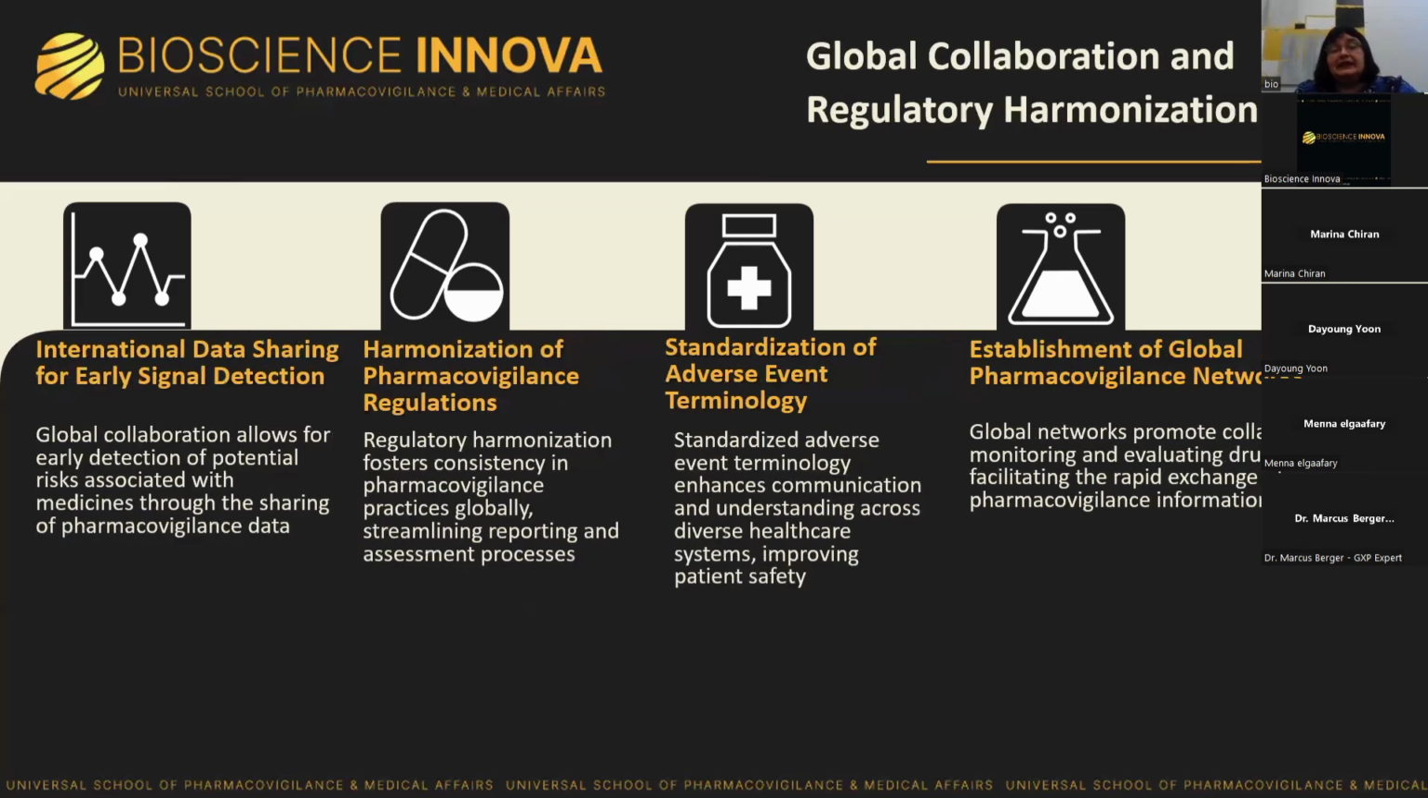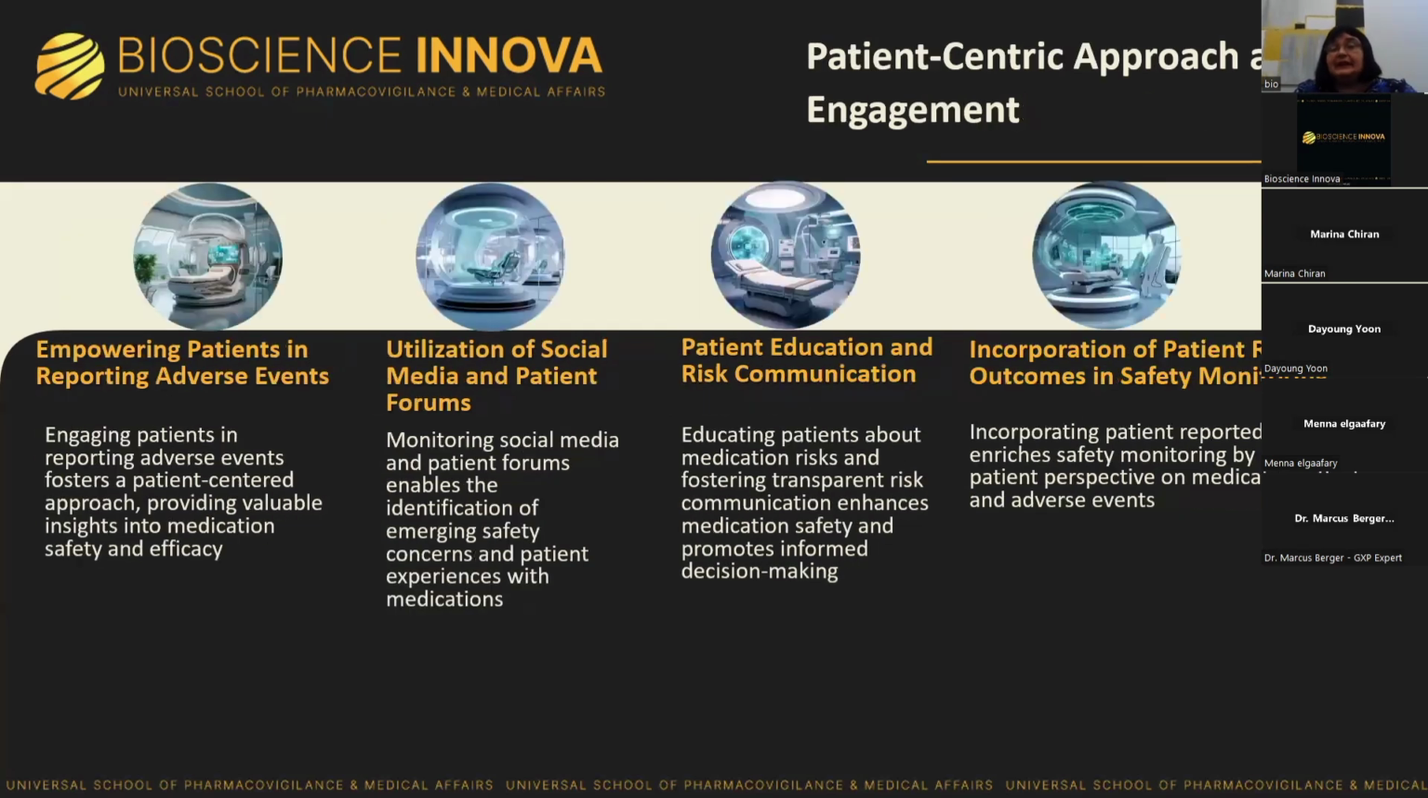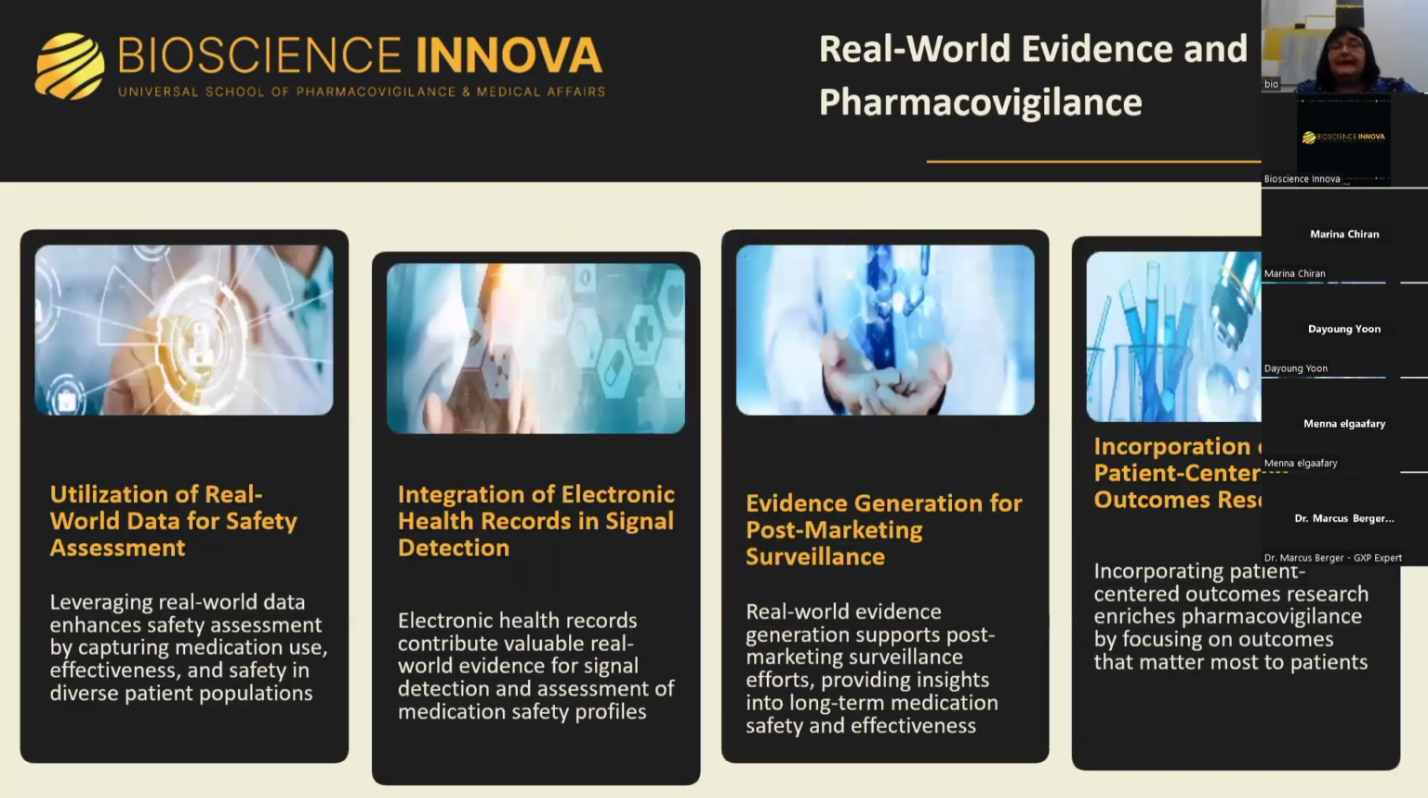Global collaboration and regulatory harmonization: international data sharing for signal detection, harmonization of pharmacovigilance regulation, standardization of adverse event terminology, and establishment of a global pharmacovigilance network. Patient-centric approach: engagement will include improving patient reporting of adverse events, utilization of social media and patient forums, patient education and risk communication, and incorporation of patient reported outcomes in safety reporting.